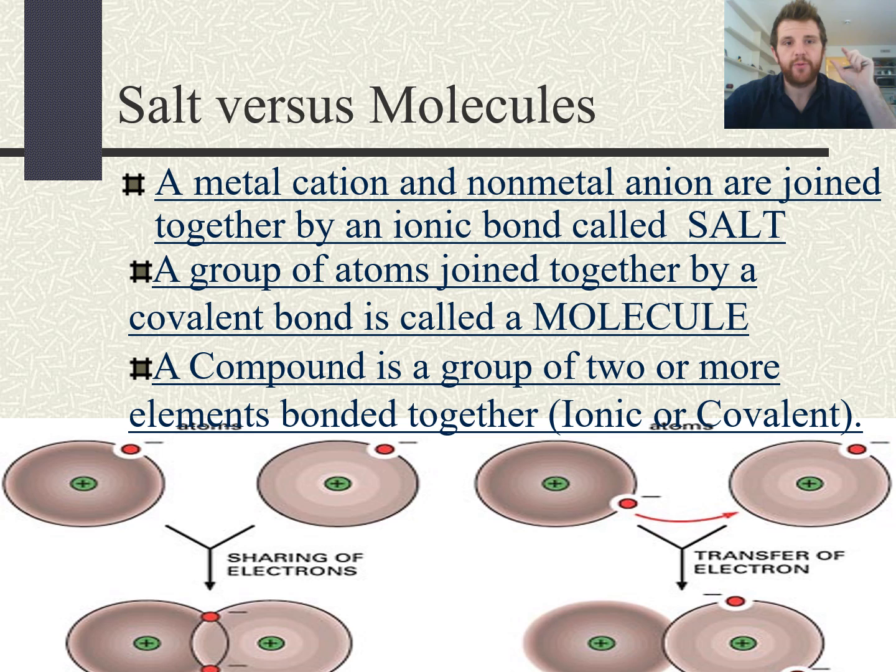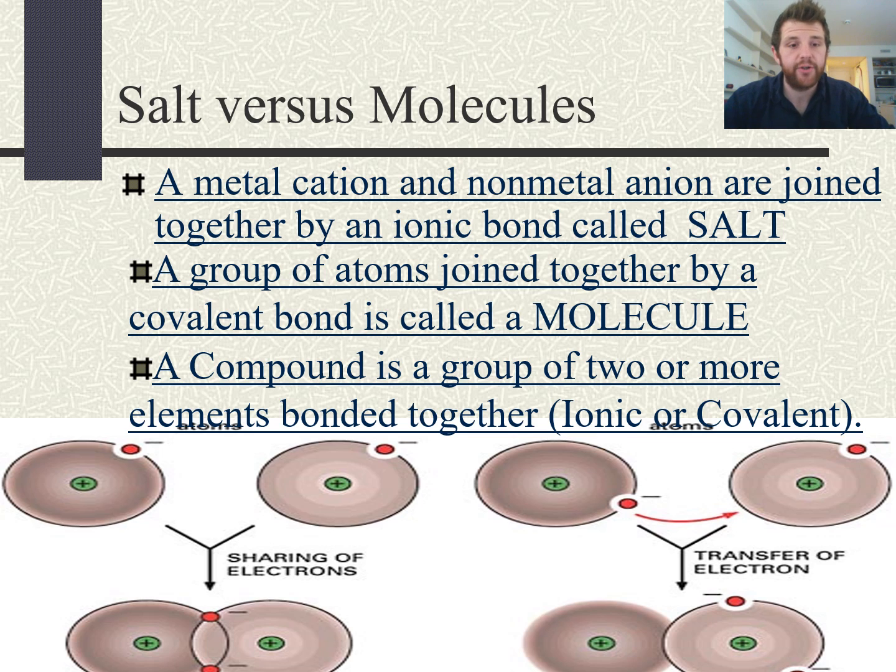So the difference between the two: a metal has a cation and a non-metal has an anion in an ionic bond, and these are called a salt. When we're talking about a group of atoms joined by a covalent bond, it's called a molecule. You're going to hear me mess this up all the time. I've gotten into a really bad habit of calling the wrong things compound and the wrong things molecule. I've gotten a lot better about it, but definitely correct me.